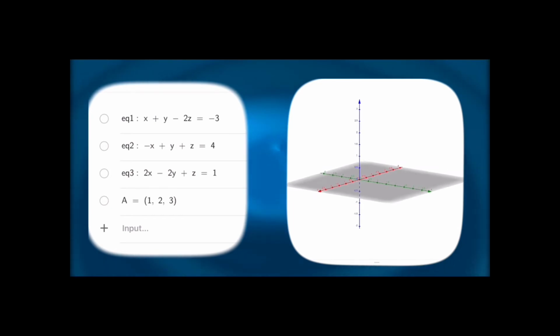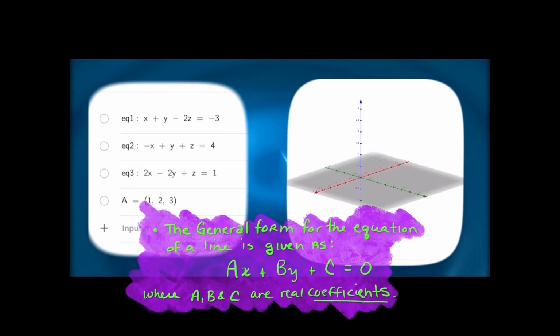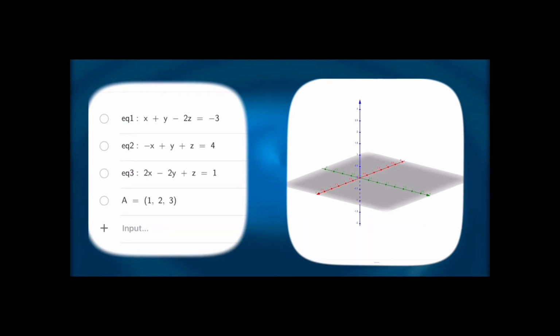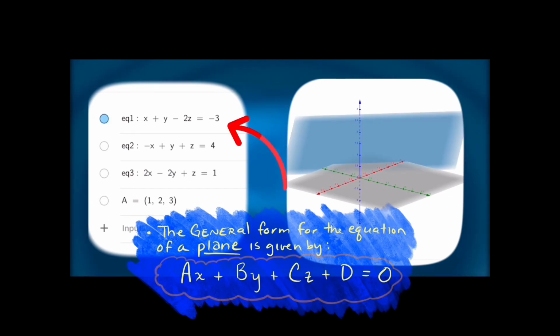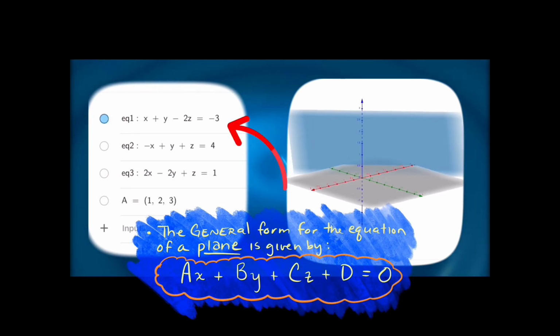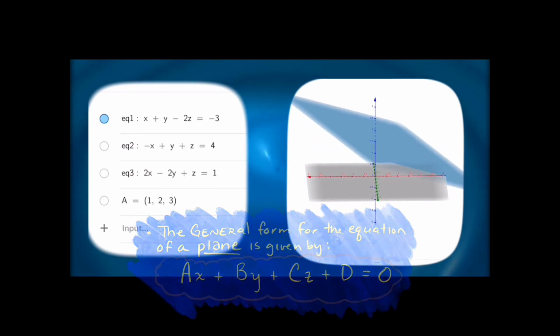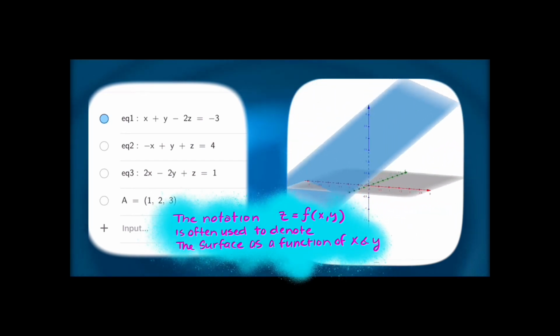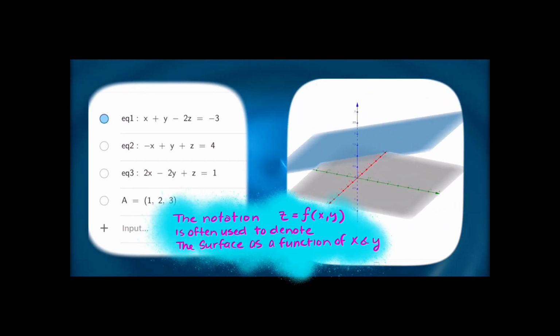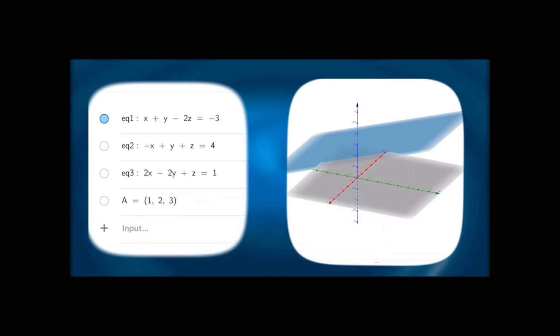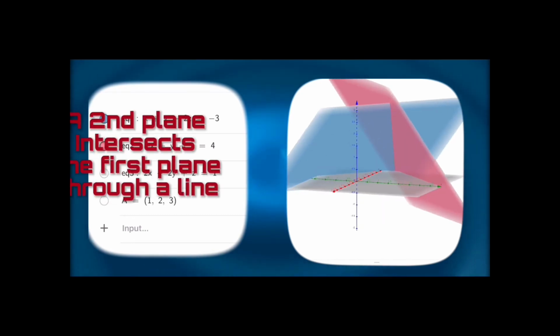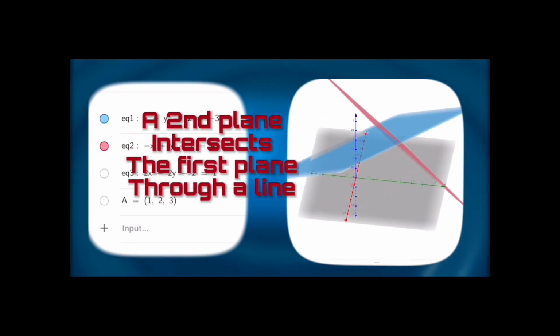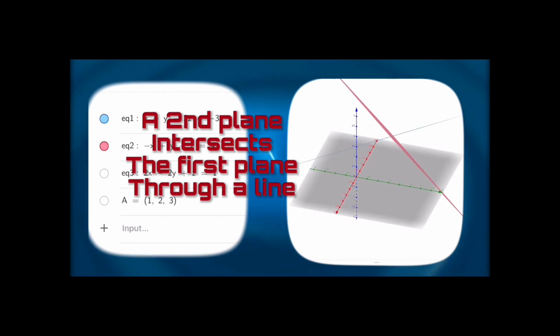The general form for the equation of a line can be given as ax plus by plus c equals 0, with a, b, and c being real coefficients. If we extend this to a third dimension, with z being that third dimension, the equation of a plane is ax plus by plus cz plus d equals 0. Now, a system of three equations and three unknown variables geometrically represents three planes in three-dimensional space. Now, these planes can intersect each other, so for instance, two planes intersect here through a line.